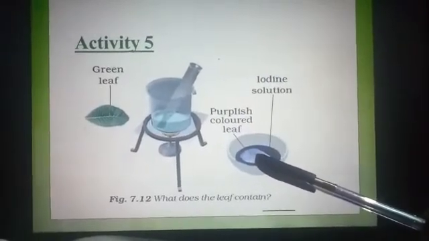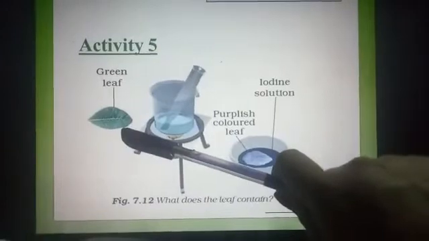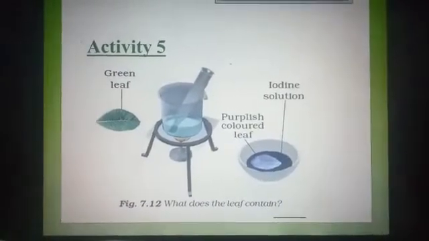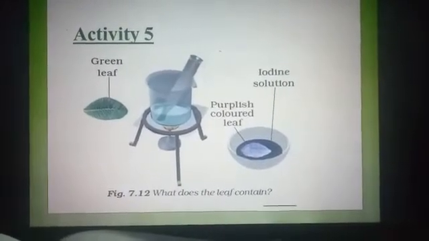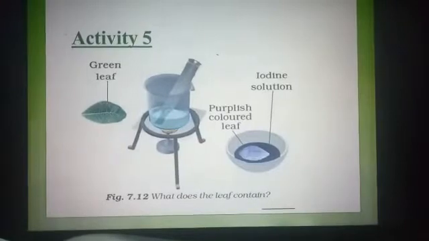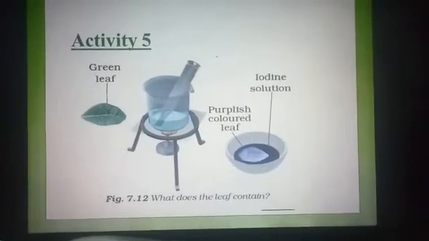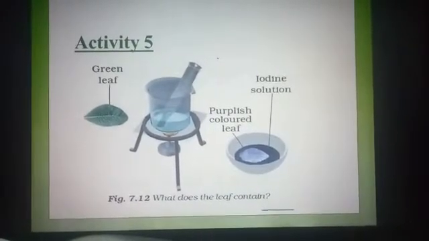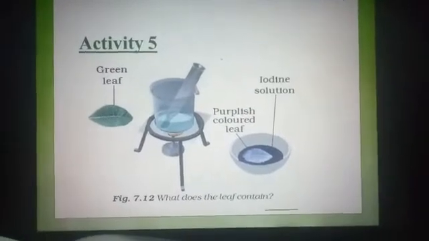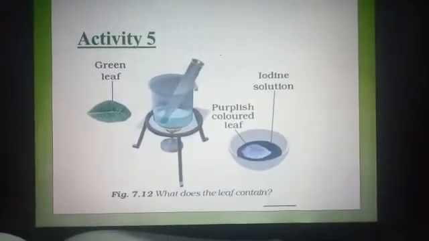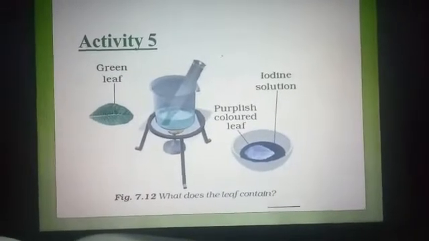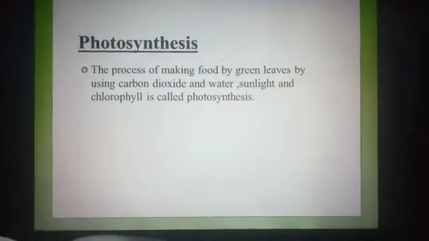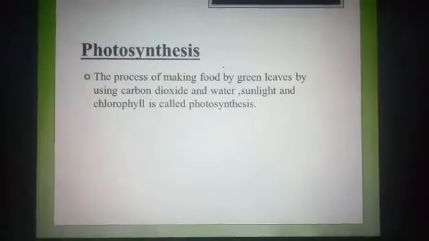Starch is the food. So what is the function of the leaf? The leaf's function is to store food, to store starch. And if there is green color, then there is storage of food, starch, and starch gives blue black color. So in this figure 7.12, what does the leaf contain? The leaf contains starch.